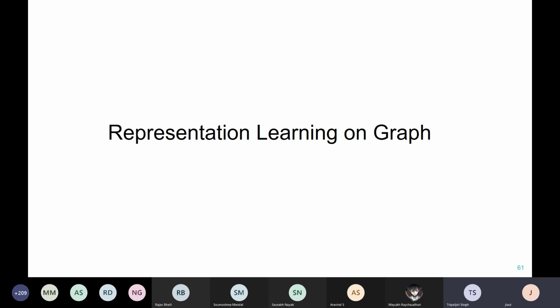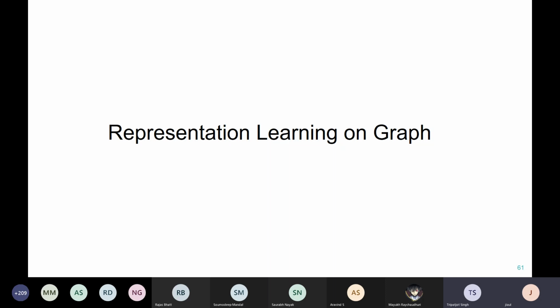Now we're going to see a similar kind of thing on graphs. Okay, so representation learning on graphs. And why is it important? Because once you convert these nodes and edges into vectors, then we can do most of the things that we have seen so far very conveniently. You can figure out the similarity between two nodes, similarity between two edges, and so on and so forth.